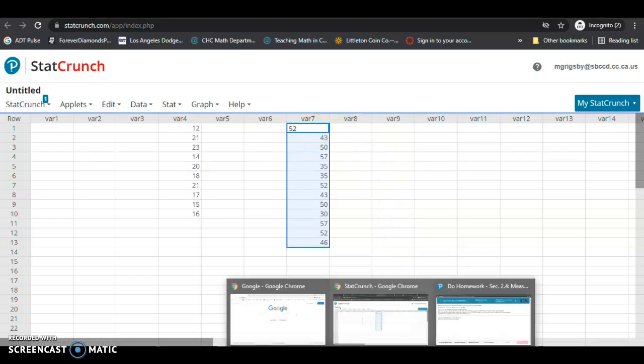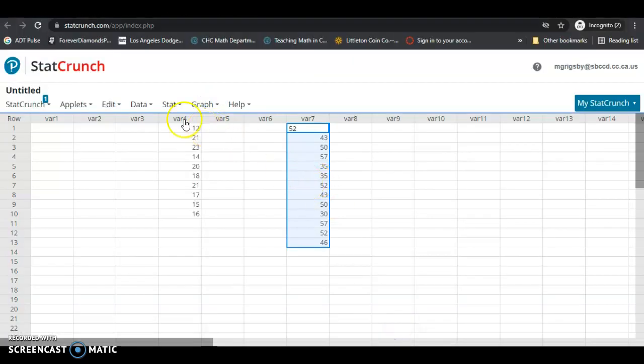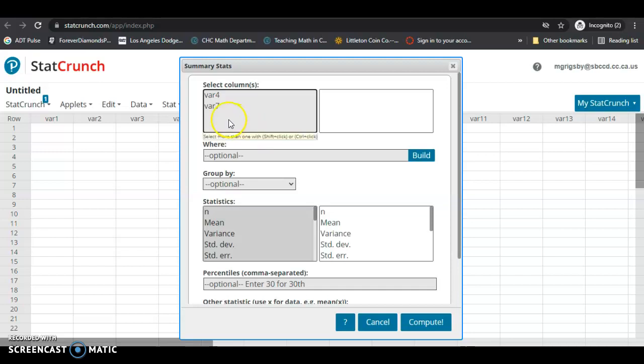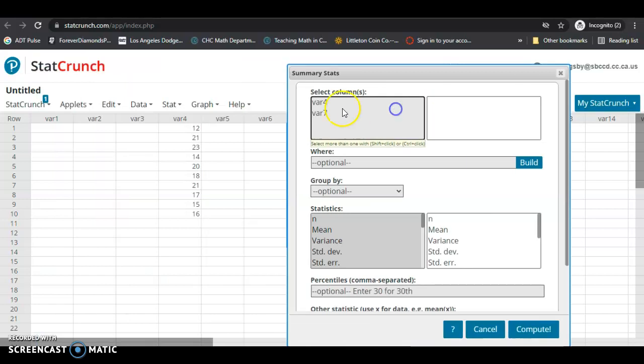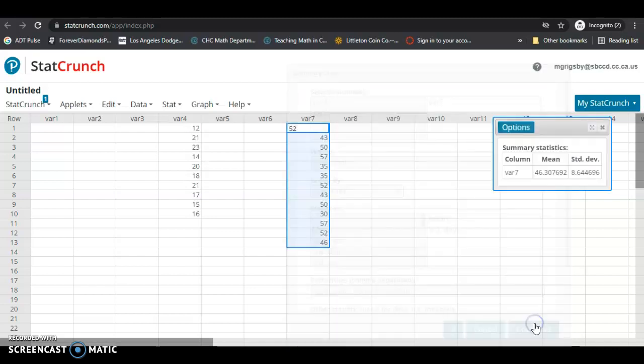Okay, and we want the sample mean and the sample standard deviation. So we're going to go to the Stat menu, select Summary Stats and Columns. Since our data set is in a single column, column 7, or the column titled var7, that has our data, we're going to select that column. We simply want the mean and the standard deviation, so go ahead and select those, holding down the control button, and then click Compute.